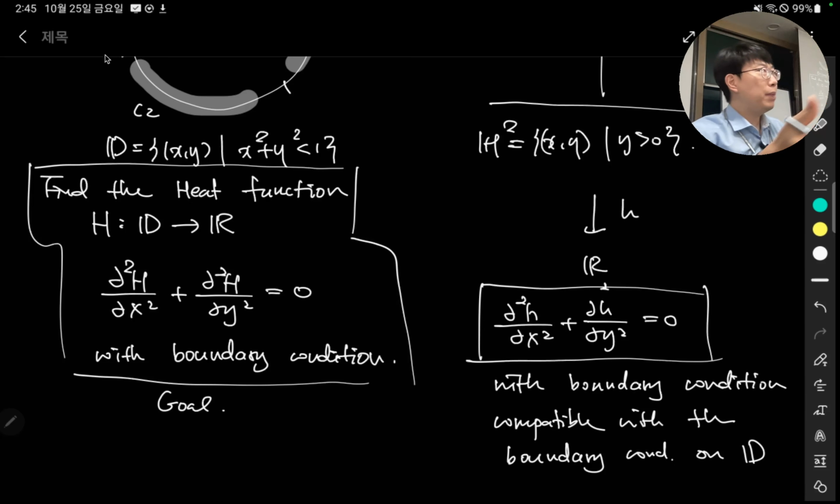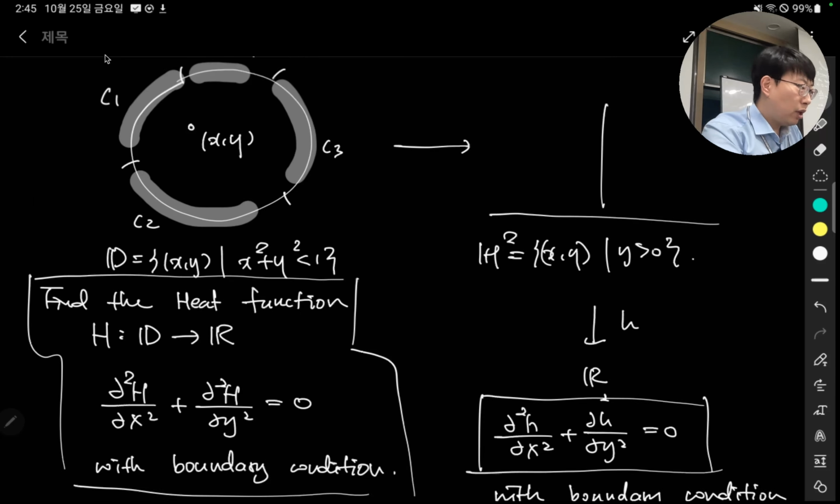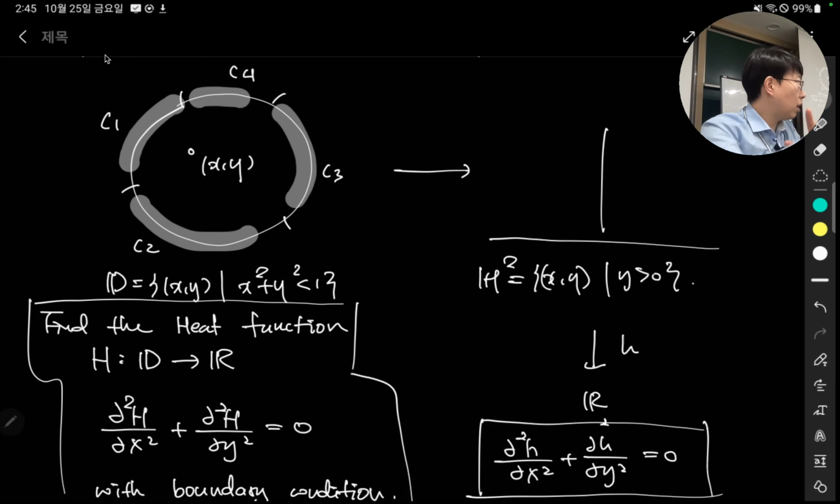So what I mean by compatible is I don't want a random boundary condition on H, because it must match the boundary condition on the disk. So when I transform the disk into the upper plane, then each piece of the boundary is also transformed to the boundary of this upper plane. The boundary of the upper plane is the real line, the bottom line here.